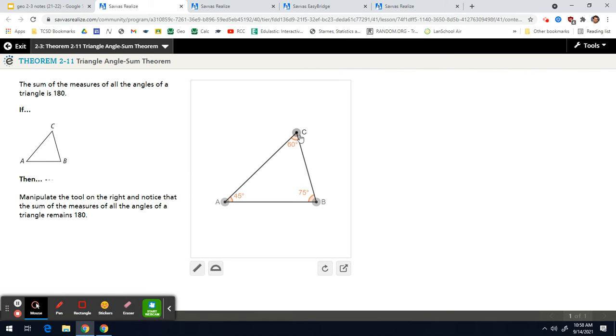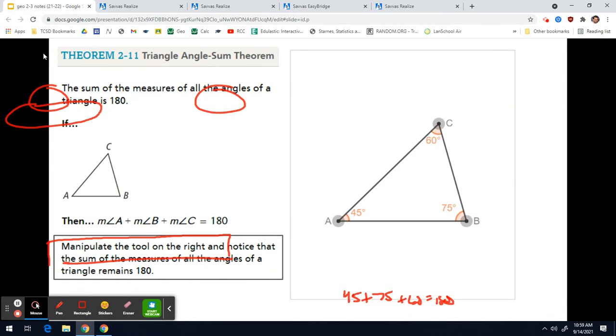Let's try to make angle C 80. It's going to change them all. So there you go, 50, 51, and 79. So 51 and 79 is 130, and 130 and 50 is 180. So no matter what we do, those three angles will always add up to 180.